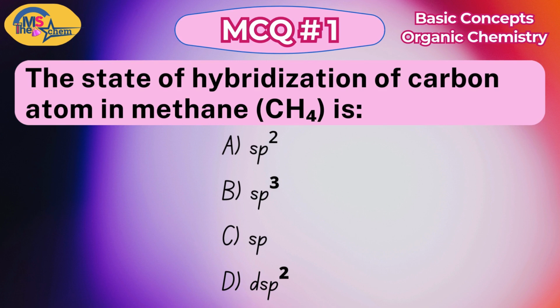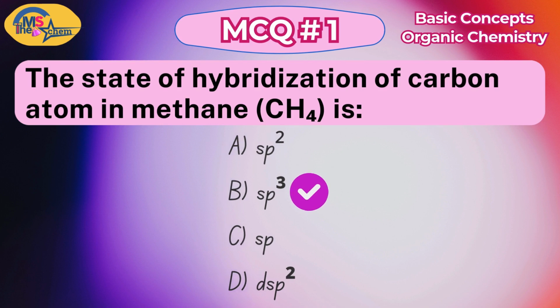Actually, in methane molecule CH4, four hydrogen atoms are singly bonded to carbon atom, thus making carbon tetrahedral in nature. So obviously the answer is sp3 hybridization. The answer is B, sp3 hybridization.